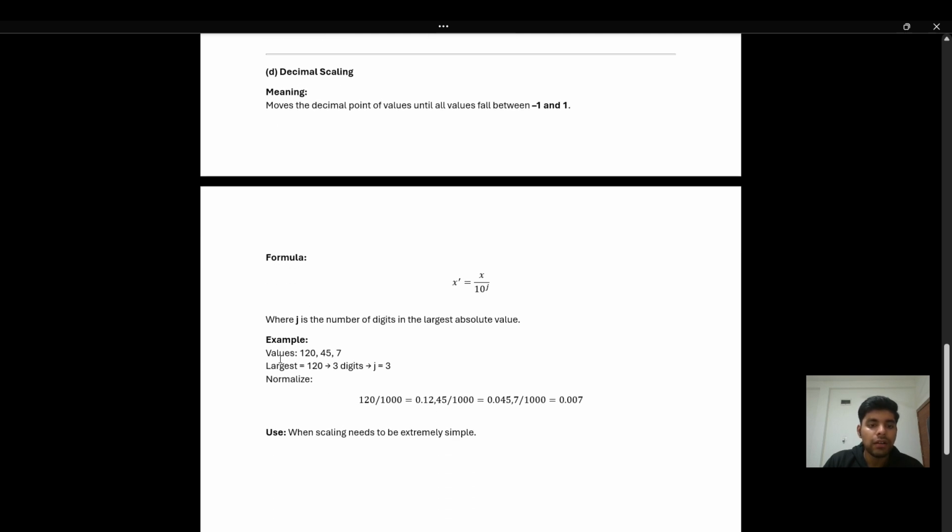Let's take an example. Values are 120, 45, and 7. Largest is 125, which is from 3 digits. So j will be 3. On putting the value in the formula, we have got the answer 0.007. We use this when scaling needs to be extremely simple.